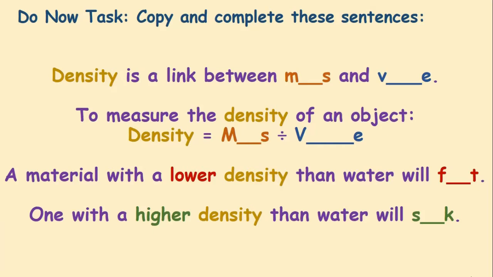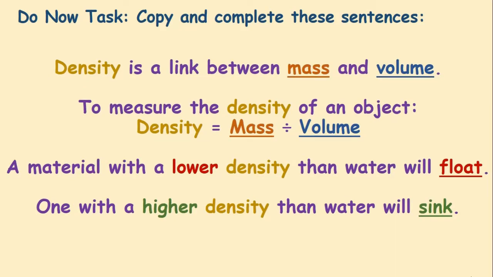So the sentences should read: density is a link between mass and volume. To measure the density of an object, we have density equals mass divided by volume. A material with a lower density than water will float, whereas one with a higher density than water will sink.